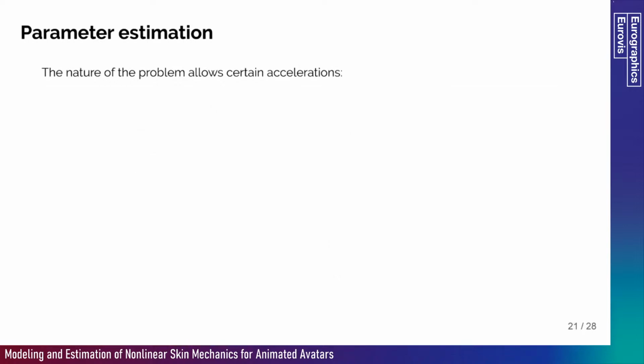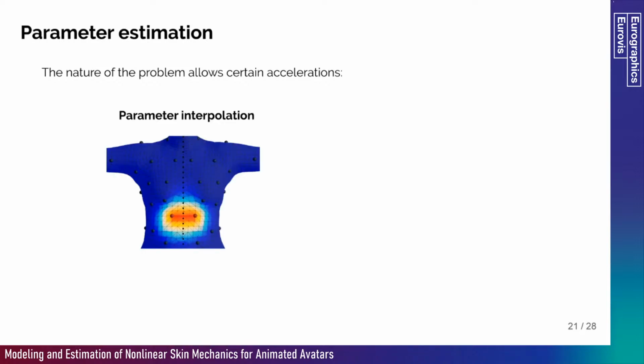The nature of this problem allows certain accelerations. First, assuming a smooth parameter distribution, we specify the values at a reduced number of surface control points, interpolating the parameters to the rest of the surface and volume. This can be a huge reduction in the number of parameters to be optimized. Even more, being the human body right-left symmetric, we estimate just half these control points, later mirroring the results. In the image, you can see the influence area of one of these control points with the corresponding mirroring applied.